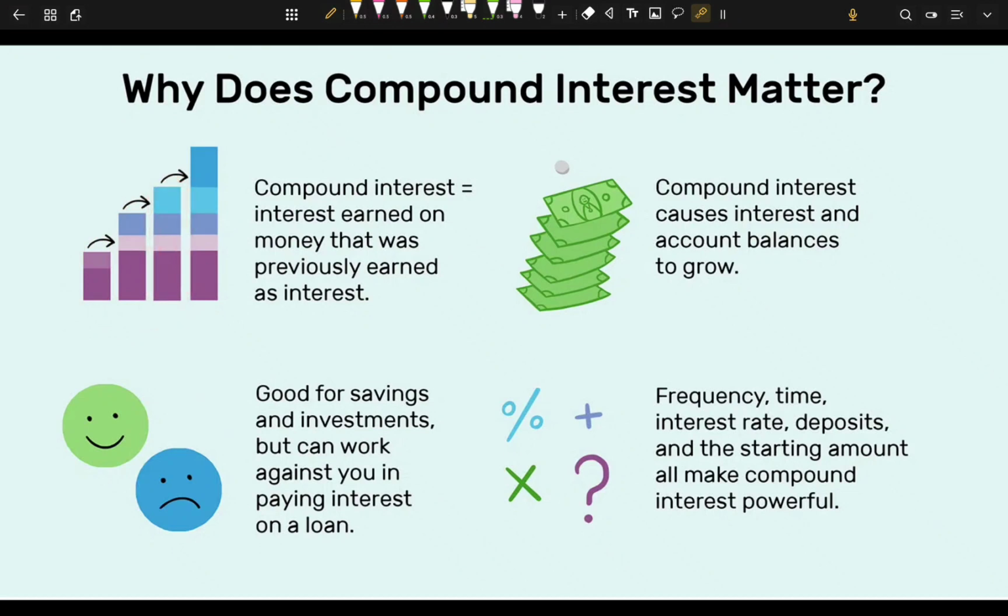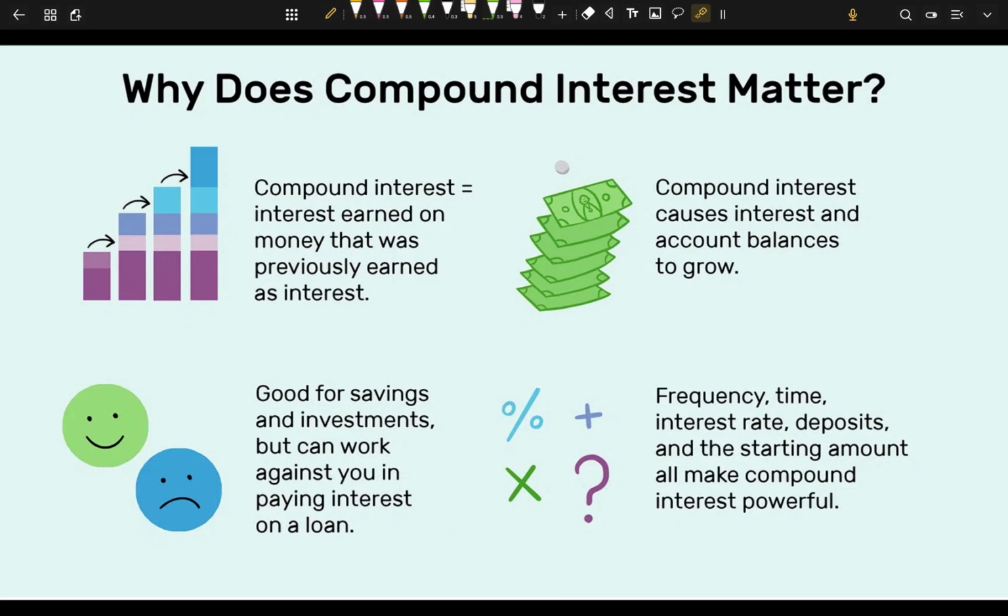So, sabi pa dito, compound interest causes interest and account balances to grow. Tama nga naman, 'di ba? Yung pera mo na for initially 100 pesos lang, ang nangyari naging 120. Then, yung 120 nag-accumulated again into 144. So, yung money mo is talagang nag-grow. Good for savings and investment. Ayan. Yung ating compound interest, maganda siya for savings and investment.